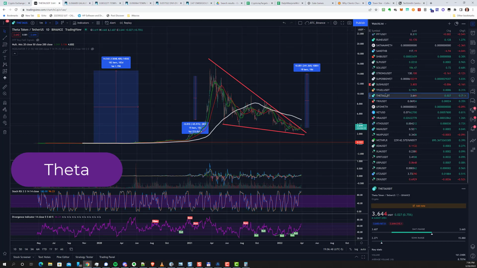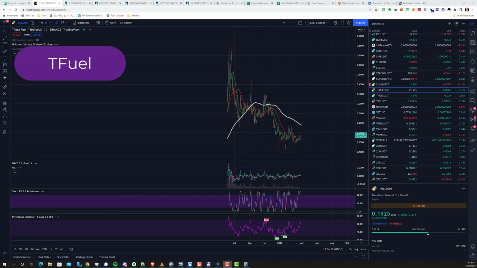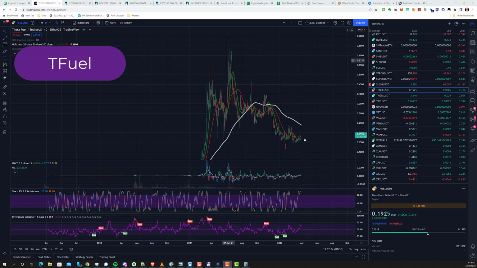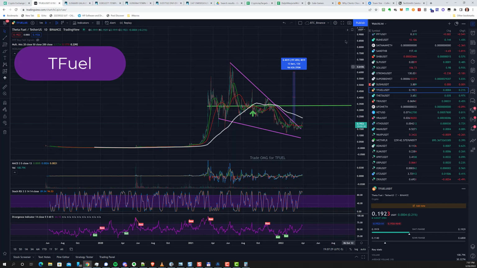Then when you bought Theta way back then, they gave you an airdrop of T Fuel, which is kind of like their gas token or something. And at first it went up quite a bit. And of course it's down too, but I think it's about to break out as well. There's the chart after everything else loaded for T Fuel. So T Fuel and Theta go together.